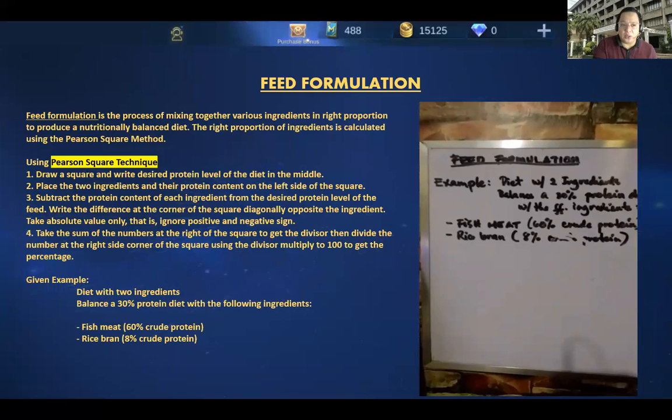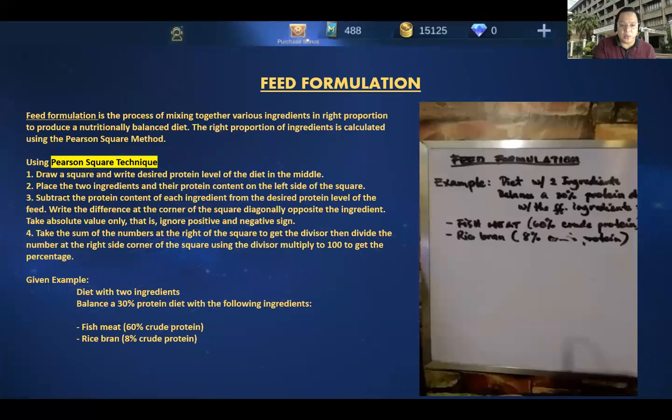The first one, we draw a square and write the desired protein level of the diet in the middle of the square. Place the two ingredients and their protein content on the left side corner of the square, subtracting the protein content of each ingredient from the desired protein level of the feed. Write the difference at the corner of the square diagonally opposite to the ingredient. Take absolute value only, that is, you ignore positive and negative sign.